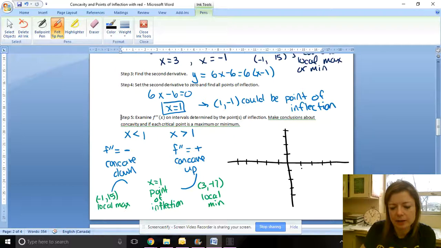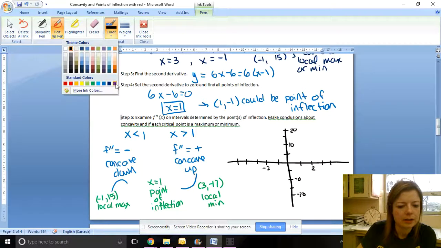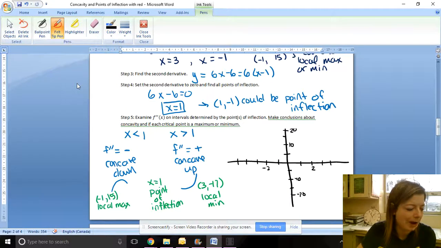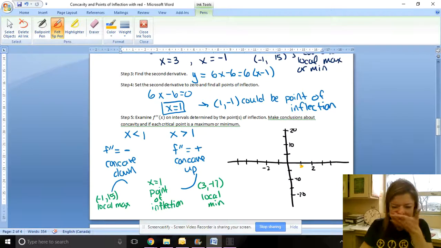Okay, so I'm just making my grid here. I'm going up by 1s on the x-axis, and I'm going up by 5s on the y-axis. I'm just going to do a different color, because why not? So we have the point 1, -1. That's your point of inflection. Then we have the point -1, 15 as a local max. And we have the point 3, -17 as a local min. And our y-intercept is 10.